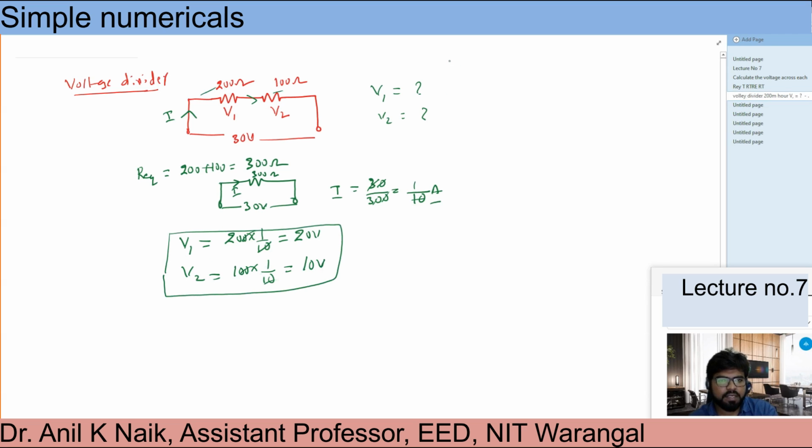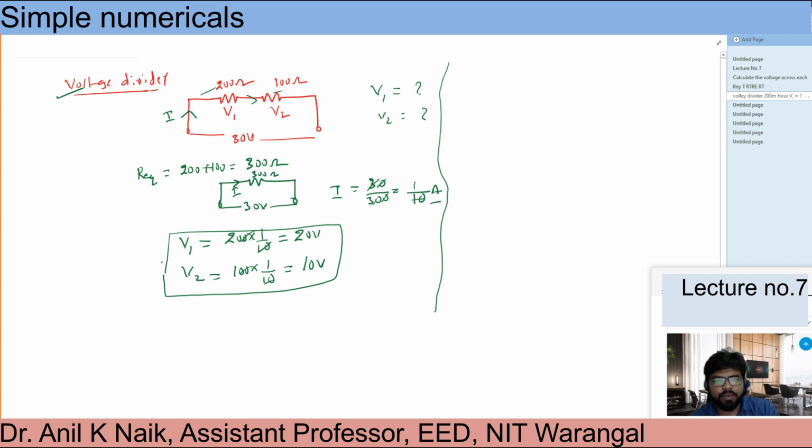So this is the solution I did by applying some equivalent circuit concept and some Ohm's law concept. But now I do not want to use these two concepts. I want to apply the voltage divider technique, and I want to find what V1 and V2 are.